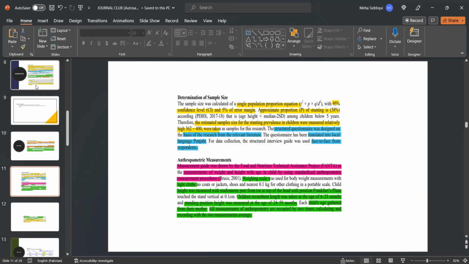A weighing scale with light clothes was used, and height was measured with a stadiometer from top to toe, with the head in the Frankfurt position touching the stand line, at 0.1 centimeter. Children's recumbent length was taken at the age of 6 to 23 months, and standing height was measured after that. Each child's age was gathered from their mother. All anthropometric measurements were taken 2 times, and the average of the 2 measurements was recorded.